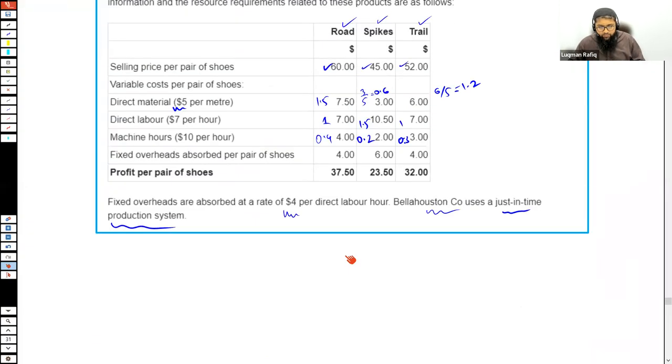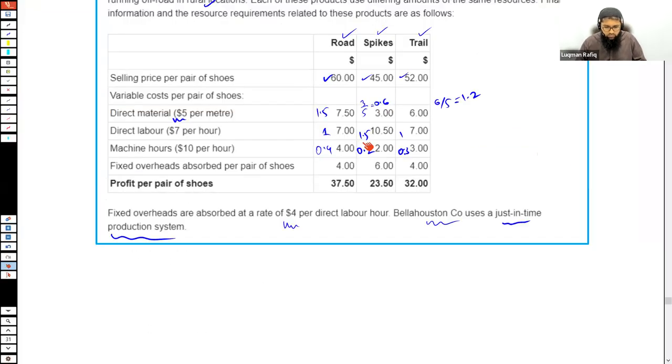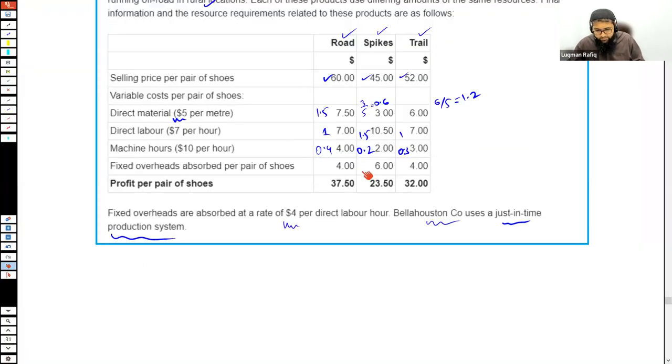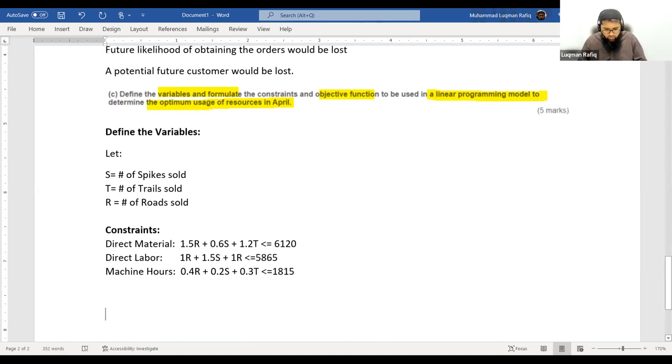When we talk about the labor, it's actually 1R plus 1.5S plus 1T. The next is machine hours: 0.4R plus 0.2S plus 0.3T is less than or equal to 1815. So you've defined the variables and you have the constraints defined. Now what else is there? There's the non-negativity constraint, which is R, S, T greater than or equal to zero.